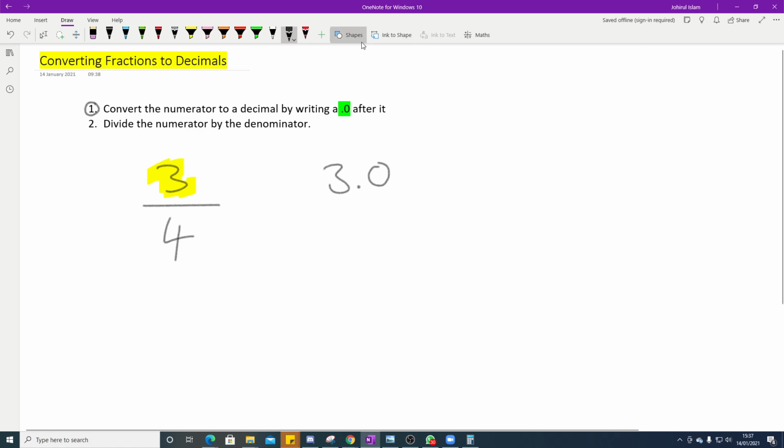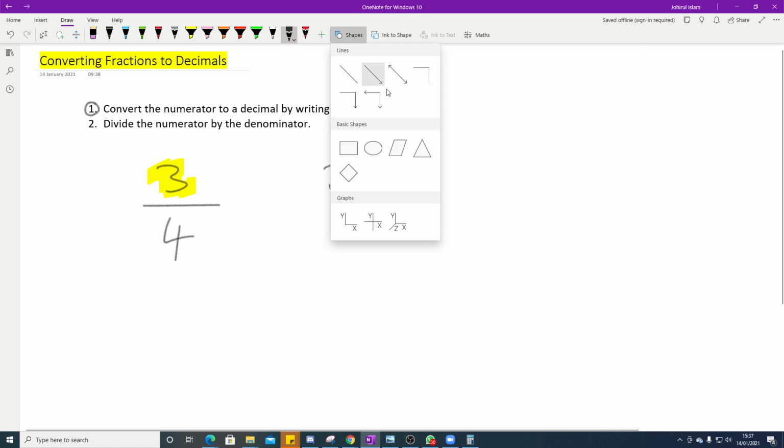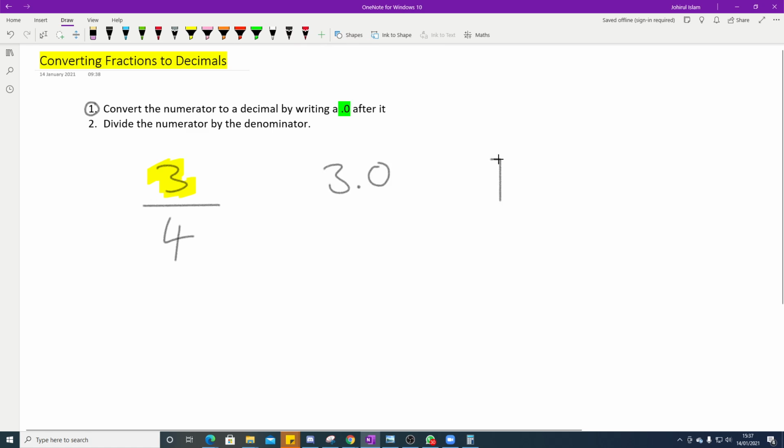Now step two is to divide the numerator by the denominator. We're going to use a bus stop method for this because it's a division, and we're going to put the decimal that we've just made into the bus stop. The numerator always goes into the bus stop, so that's going to be 3.0. Then we put the denominator on the outside of the bus stop, and we just do the simple division, as you all know how to do.